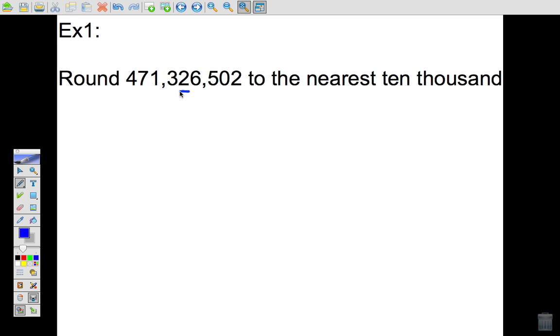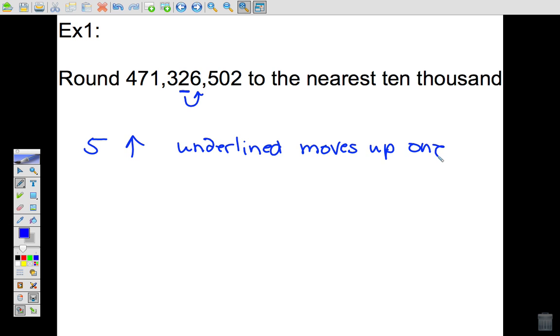Now, it's pretty simple to round. We always look to the digit exactly to the right of the digit that we underline. If that digit is 5 or above, then the underlined digit moves up 1. If the digit to the right is below 5, or below halfway, the underlined digit stays the same.